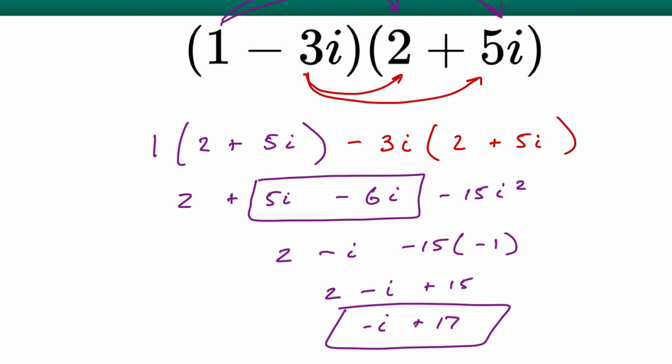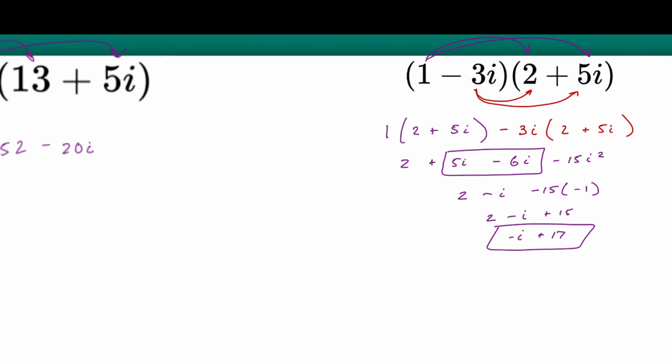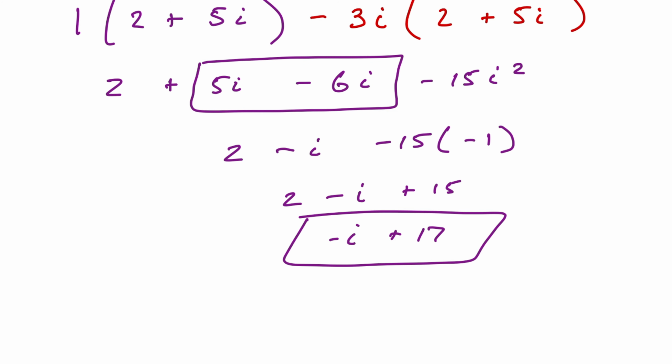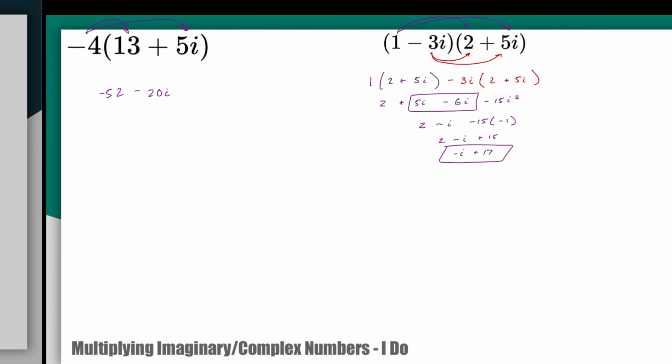Okay? Now, that was a lot more steps than the first one. Let me bring these both back into view. The first one was just a single distribution. The second one we had to distribute twice, and we ended up with an i times an i, so we got an i squared that we had to deal with. This is how multiplying imaginary and complex numbers works. It's 95% what you've already done, and then it's 5%, oh, I have an i squared, let me deal with that, okay? You should only end up with i's, okay?